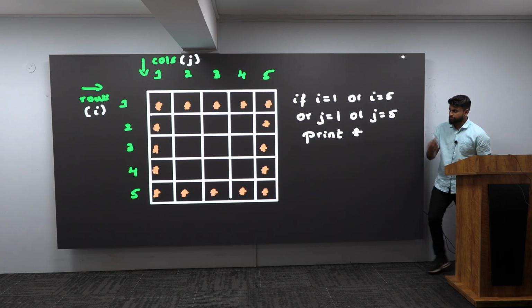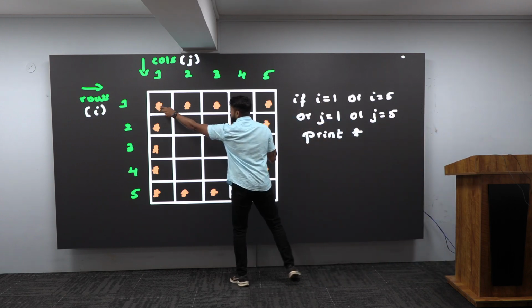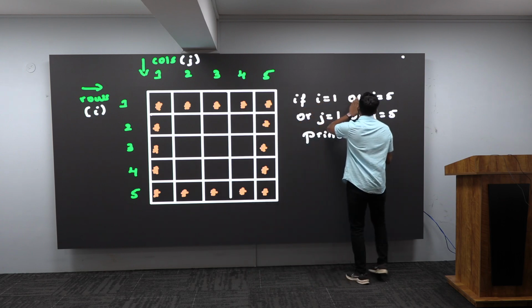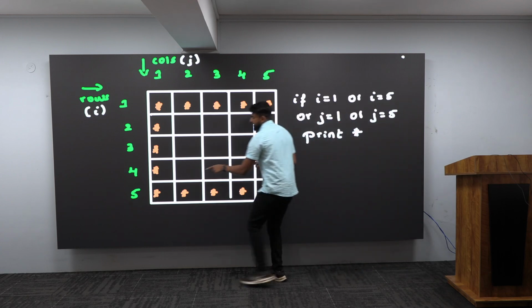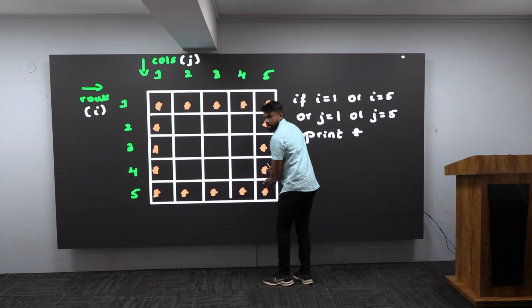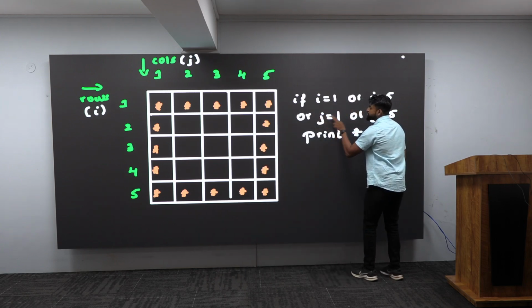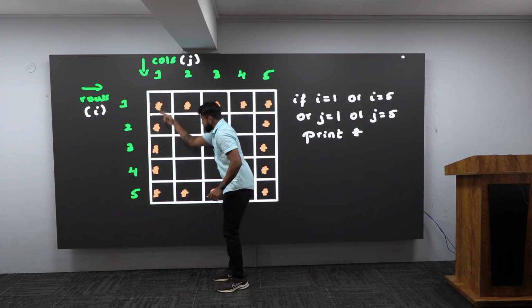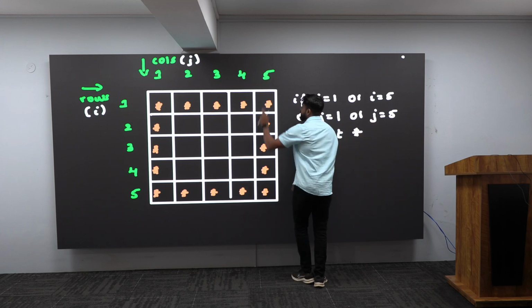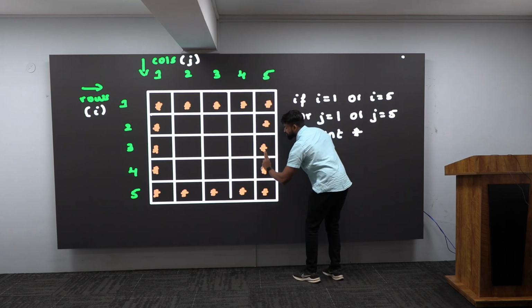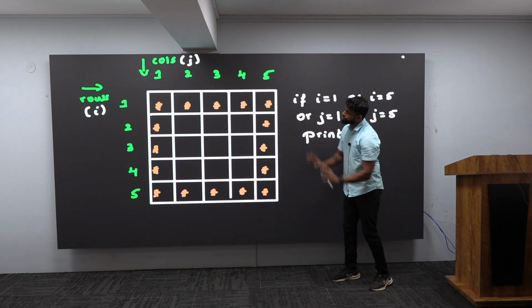Sensing this much, let me repeat this. If I equal to 1, see, I means row, everywhere 1. Or what? I equal to 5. This is 5. What you should print? Stars you should print. Next what is there? Or J equal to 1. This is J, 1. You should do what? Stars. Next what? J equal to 5. And when J equal to 5, what you should do? Print stars. Else what you should do?